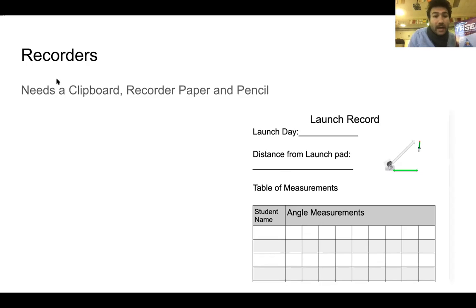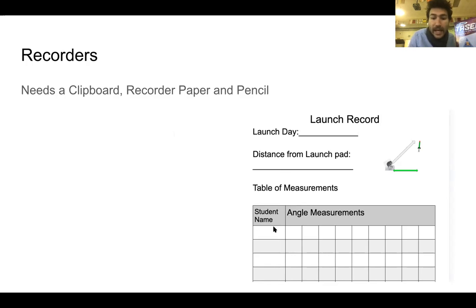Then you have one other job, which is a recorder. Now this is really important when you have a whole class full of students all at once because things can get a little wild when everyone's so excited about the rocket launches. So we need to have at least one person who has a clipboard, the recorder paper, which this is the recorder paper, and a pencil. And so that person's job is to make sure, hey, I know it's super exciting that you got these measurements, but let's be sure to write them down so we don't lose them.